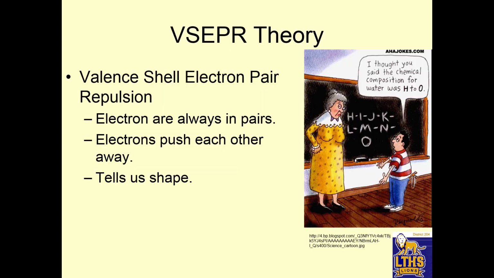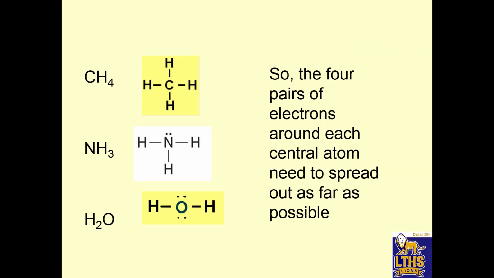What does that mean? Well, there's this theory called VSEPR, or the Vesper theory, which stands for valence shell electron pair repulsion theory. That's where the letters come from. What it says is that electrons are always in pairs. Electrons push each other away because they're negative, and this theory of electrons pushing each other away tells us the shape.